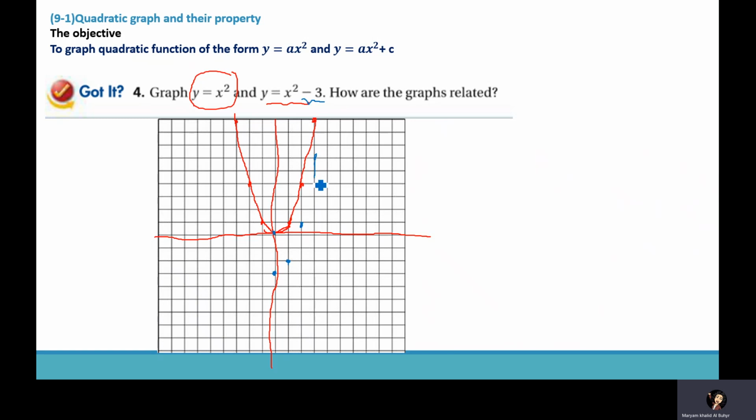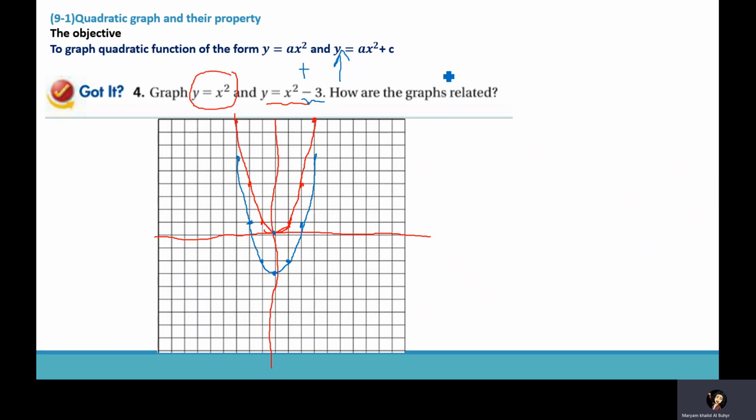Reflect them now. Take this one, just reflect it. Reflect your point. So this is the new graph, without calculating a new point and so on. If this is a plus, you will move it up.